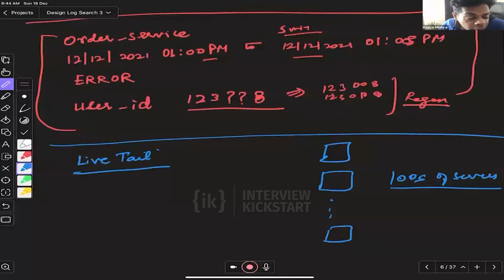Now I could be interested in doing live tailing also. So I have launched my code in production, and now let's say I'm doing A/B testing on user ID 1234.